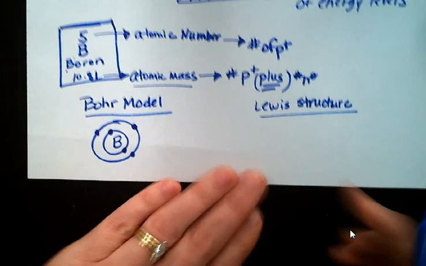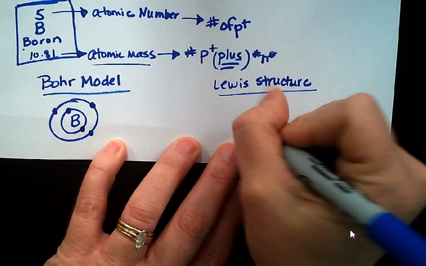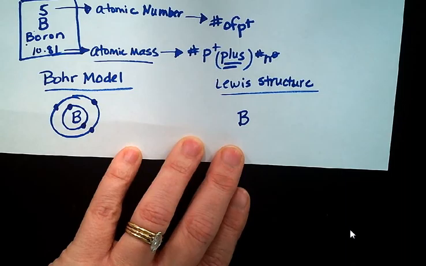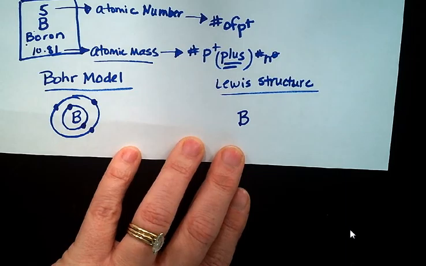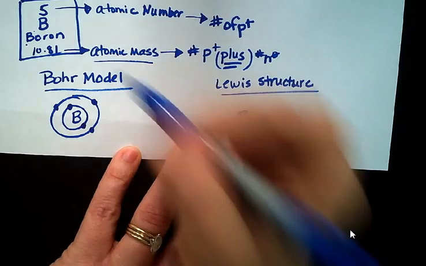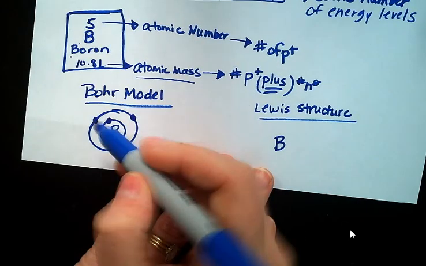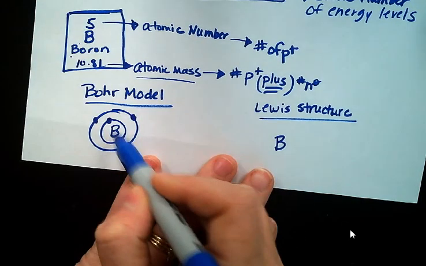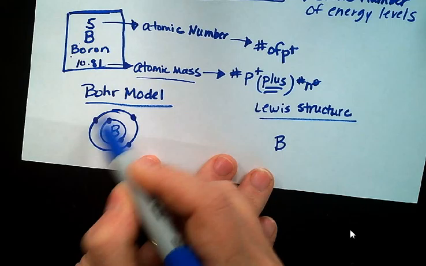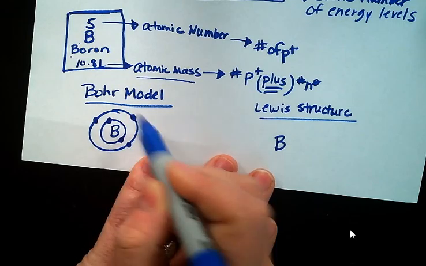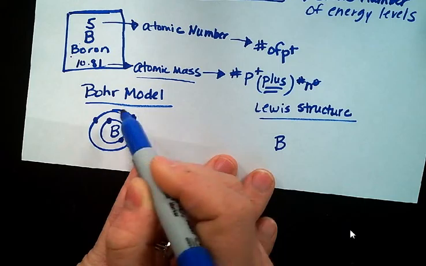For the Lewis structure, it only looks at the valence electrons. So how many valence electrons does boron have? 3. Because boron has 5 electrons, and 2 are on the first shell. They're protected. And then those on the second shell are the ones out there that are either up for grabs, ready to be shared, or they can pull some from somebody else on that next shell.